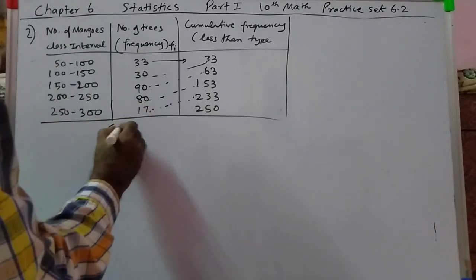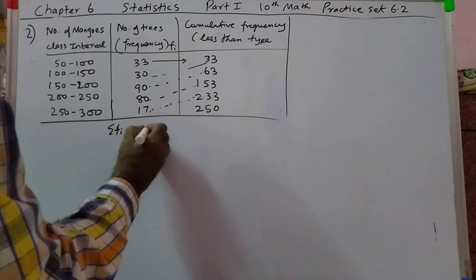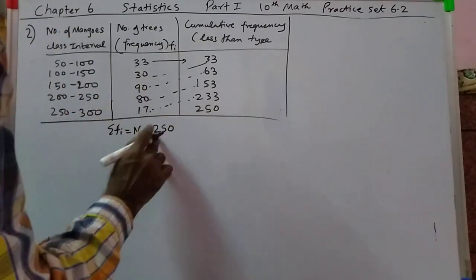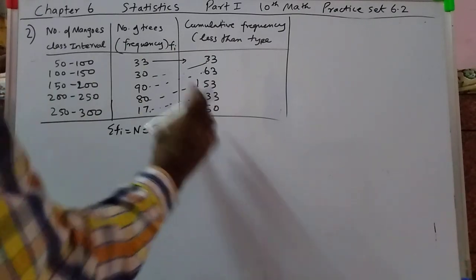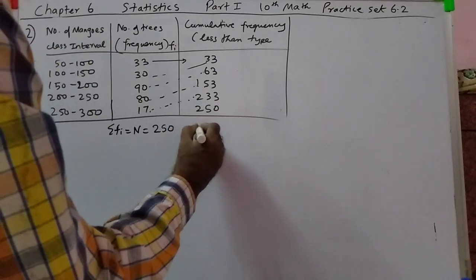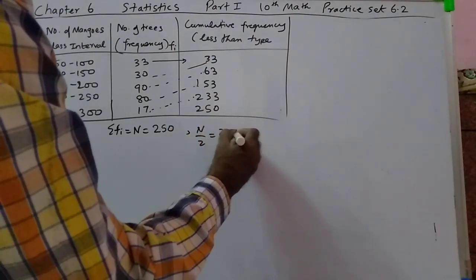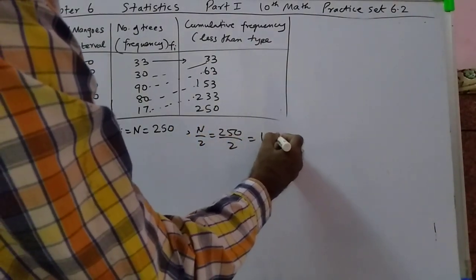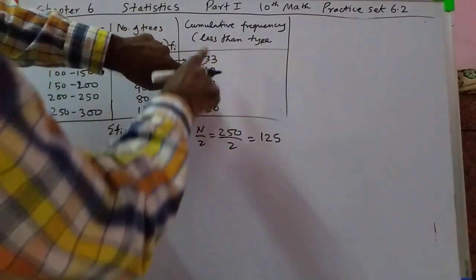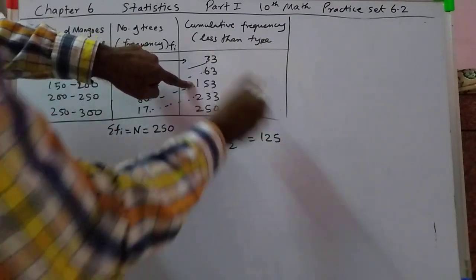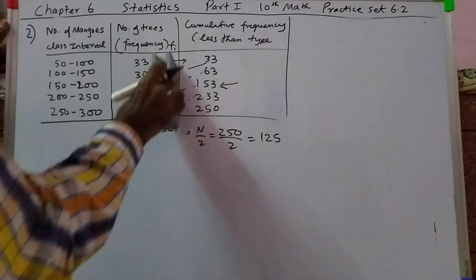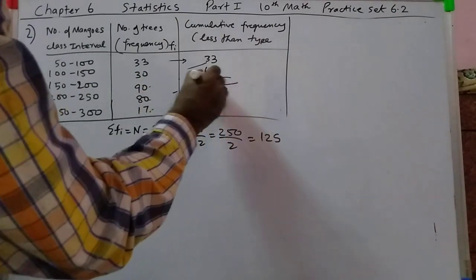Now add it. Summation of fi is equal to n. You add it, it should come 250. Okay, 250, 250, matching. It should match. Now you calculate n by 2. N by 2 is 250 upon 2, that is 125. We check where it is fitting. It is not fitting here. It is fitting here. So take this. So that is the median class.